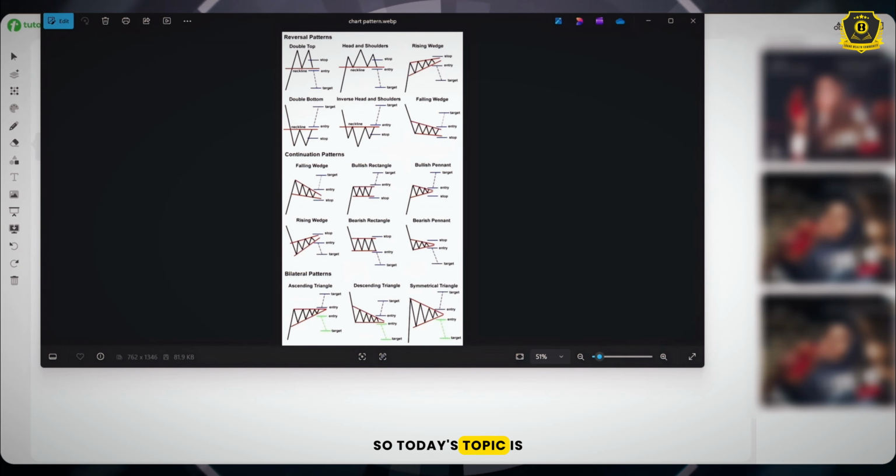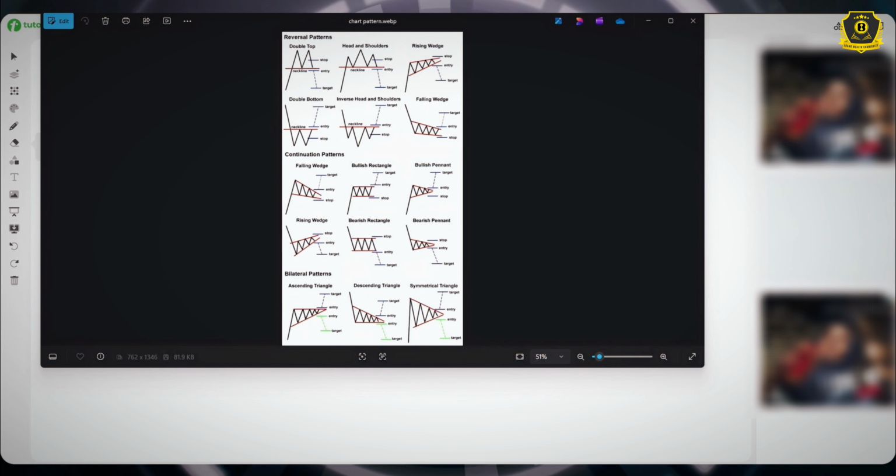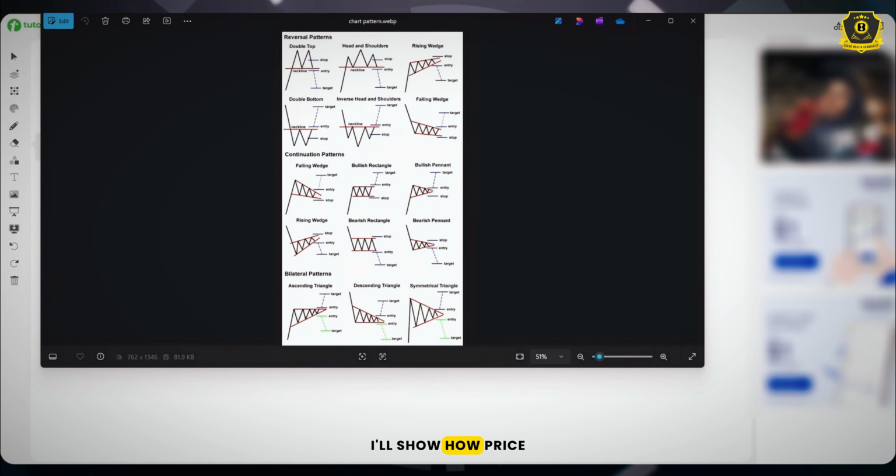So today's topic is mastering chart patterns in crypto trading, forex trading, or the overall financial market. Most traders lose money not because the market is random, but because they don't understand what the chart is telling them. So today I'll show how price leaves clear signs before big moves, right?